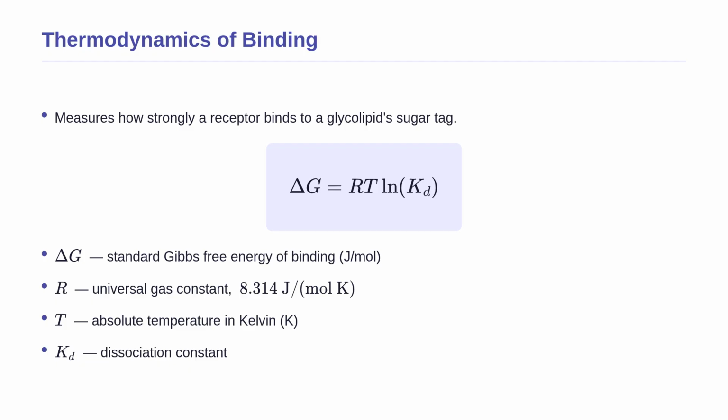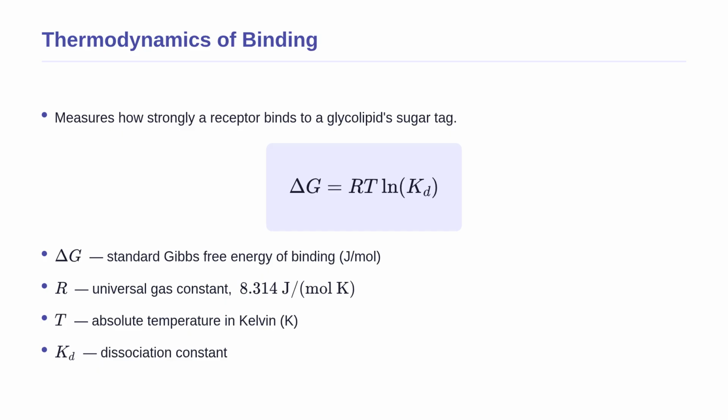This recognition process relies on physical binding, which brings us to the chemical thermodynamics governing these interactions. We can measure how strongly a receptor, like an antibody or a toxin, binds to a glycolipid using the standard Gibbs free energy equation. The formula is delta G equals R times T times the natural logarithm of Kd. Conceptually, this relates the energy of the system directly to how easily the molecules come apart.